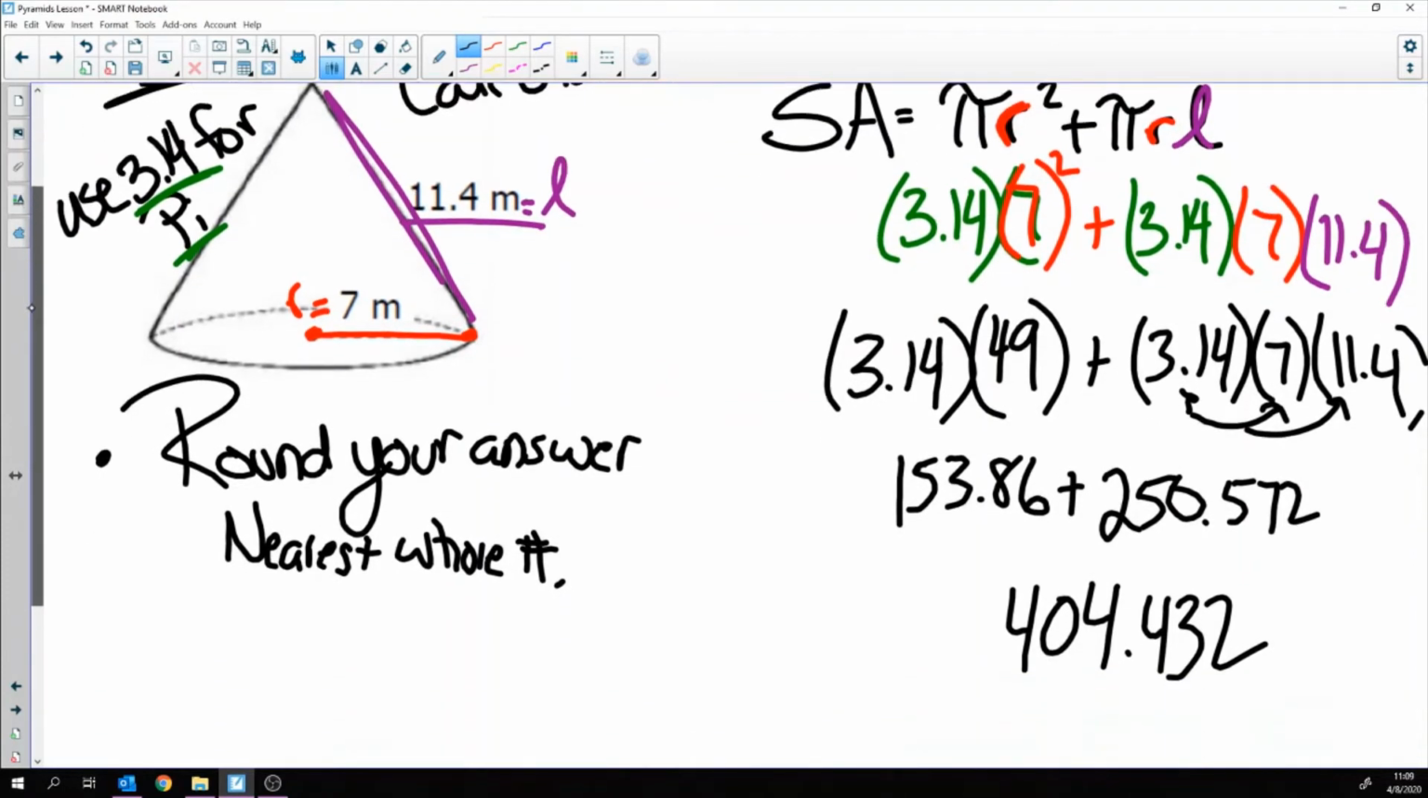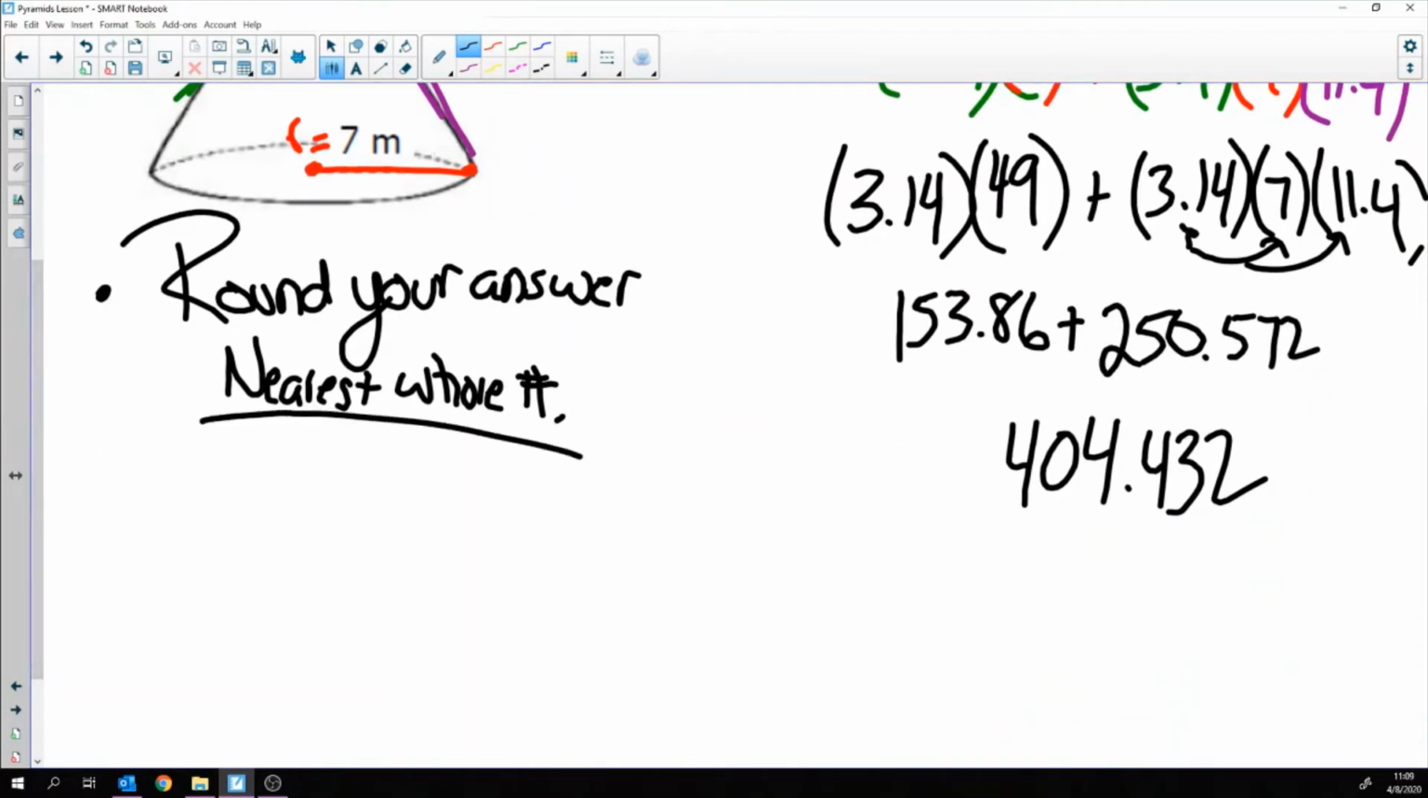Reminder, it did say round your answer to the nearest whole number. So the nearest whole number here, then we're going to look at this decimal place, the first 4 in line. Looking at this, 0.44 rounds it down. So the nearest whole number is 404.